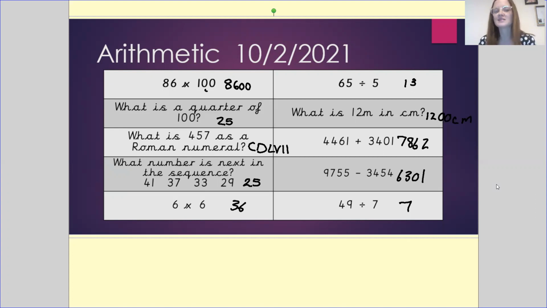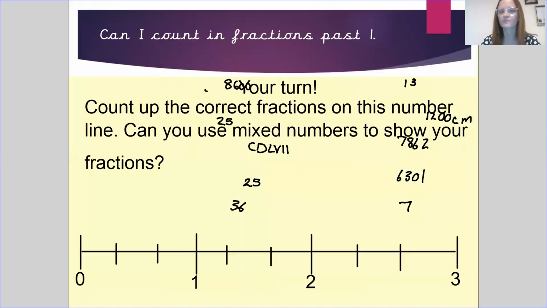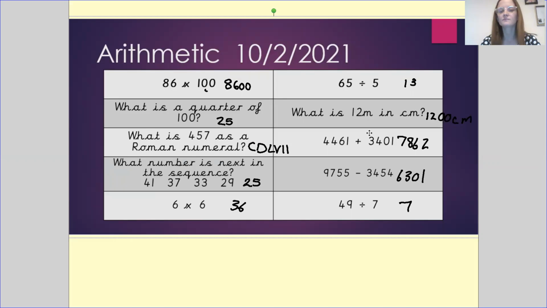What is 12 meters in centimeters? It's 1,200 centimeters. What is 4,461 plus 3,401? It's 7,862. What is 9,755 minus 3,454? The answer is 6,301. And lastly, what is 49 divided by 7? Sorry, the answer is 7. So 49 divided by 7 is 7.